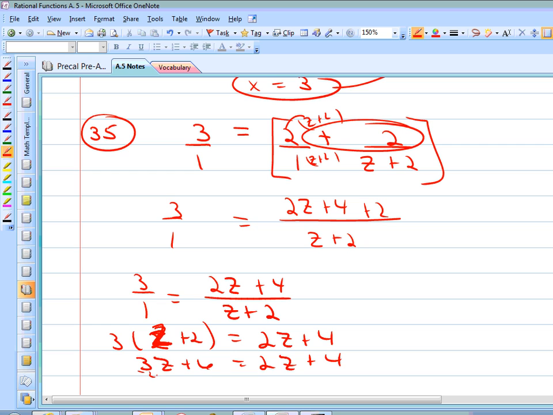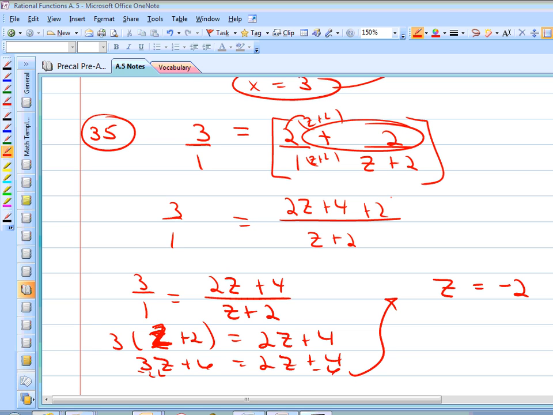Letters to the left, minus 2z. Numbers to the right, minus 6. And finish it over here. That's going to give us z equals negative 2. Z equals negative 2. Oh, my goodness, did you notice my error here?